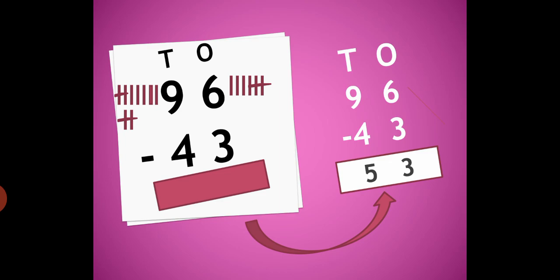Coming forward, the tens column. Draw 9 lines. Cut 4 lines out of it. Count the remaining lines. 1, 2, 3, 4, 5. So 5 lines are left. Write 5 under the tens column. So our answer is 53. Kids, in the same way you can do subtraction in all sums.